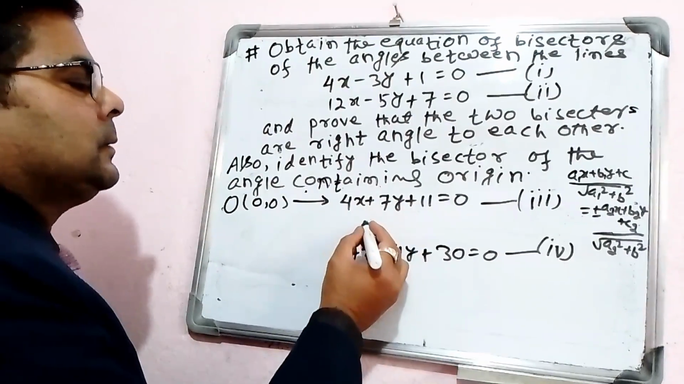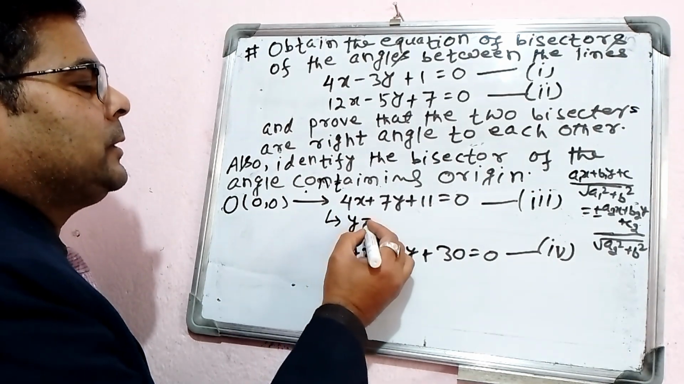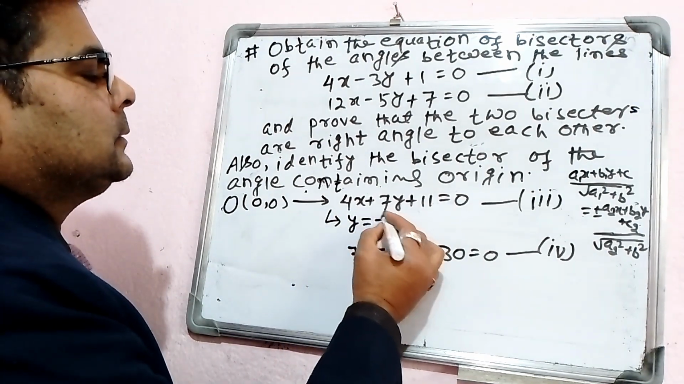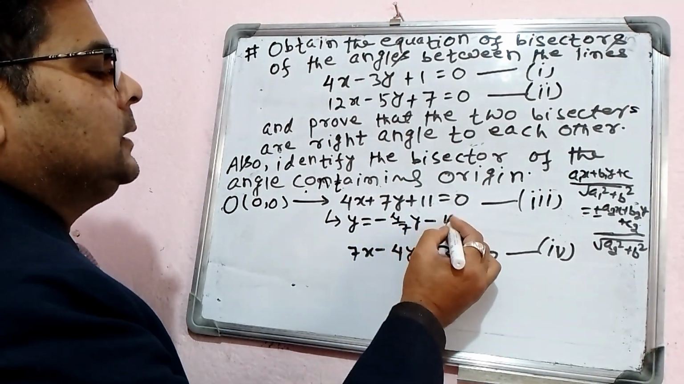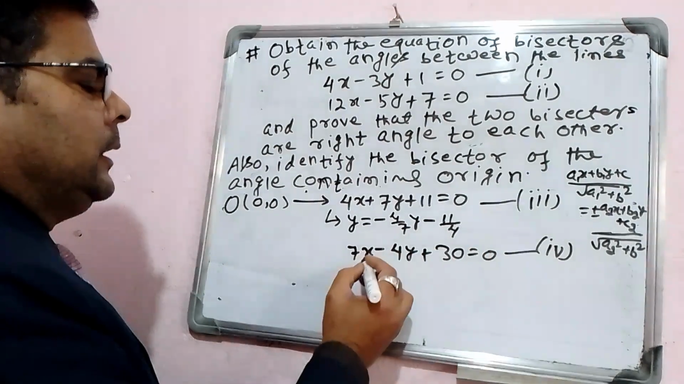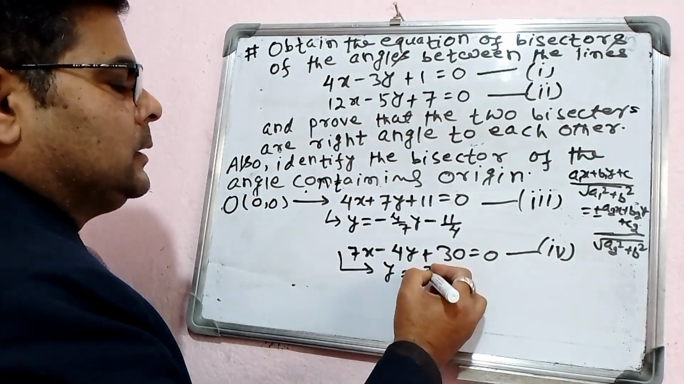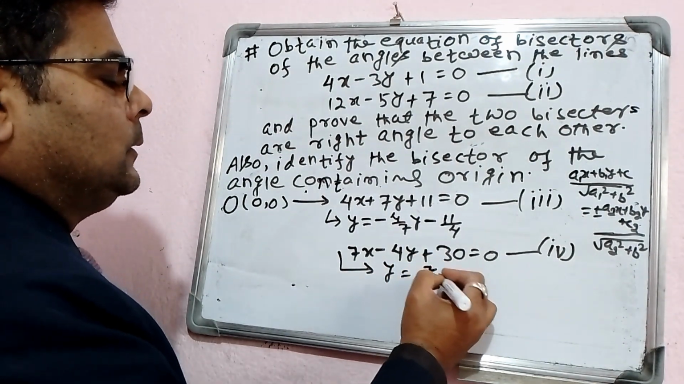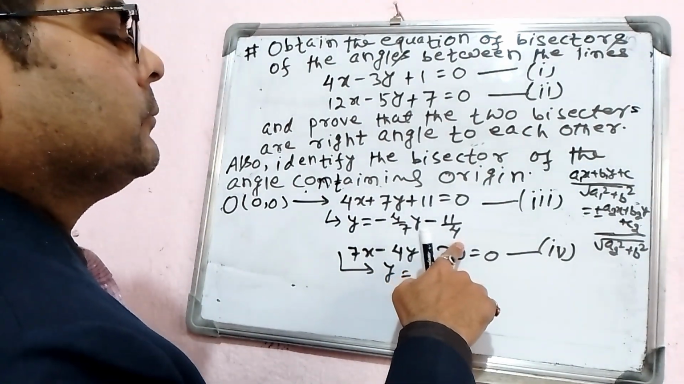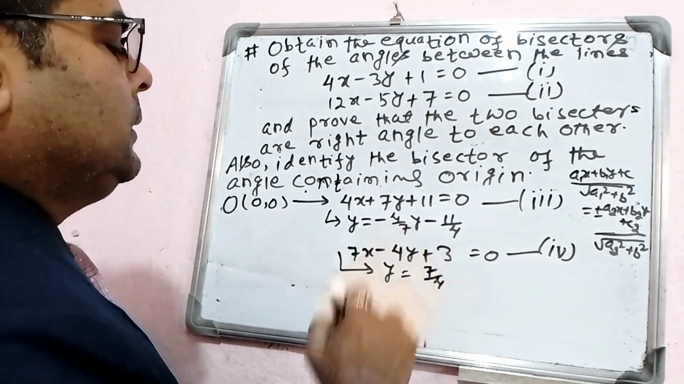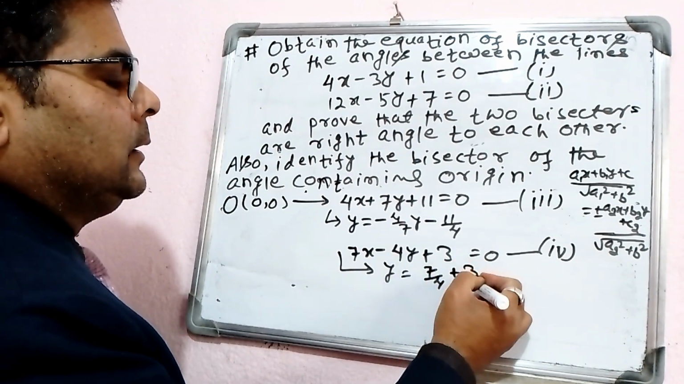So if you find the slope, first of all write it in the form y equals mx plus c. If you convert this into y equals mx plus c, it is going to be y equals -4/7 x minus 11/4. And then if you convert the other one into y equals mx plus c, it is going to be y equals 7/4 x, and then plus 3/4.